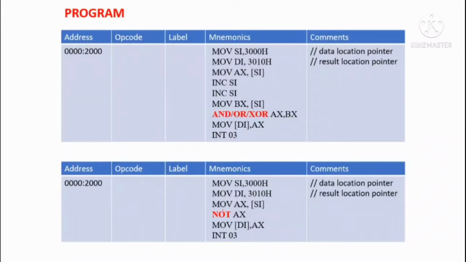The program for the NOT operation is given in the second table. As normal, the first two lines are initialization lines. The first line initializes the SI register to the data memory, and the second line initializes the DI register to the results memory. Then the next two lines are processing lines. That means the data from the SI register is moved to AX, and the content of the AX register is logically inverted, and the result will be stored in AX. As per the aim, we need to transfer the result into the results memory. The results memory is already pointed to by the DI register. So these are simple programs.